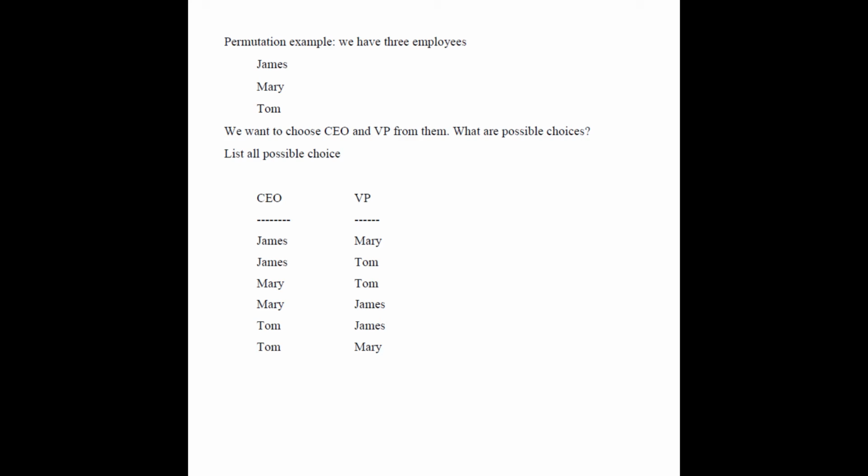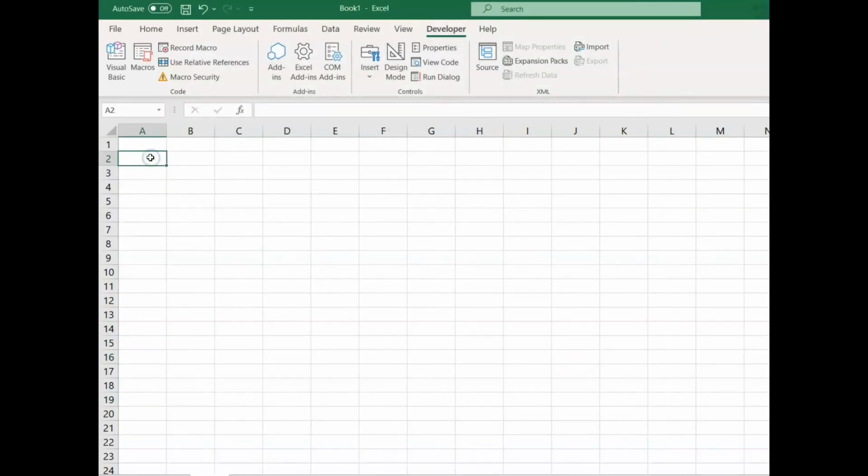The first pair, James, Mary, and the fourth pair, Mary and James. We have the same 2 persons. However, they are different. For the first pair, James is the CEO. For the fourth pair, he is VP. Now, let's use Excel to calculate permutation. For the permutation, order does matter.